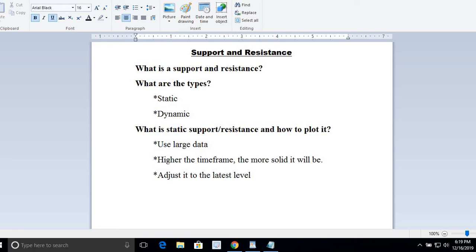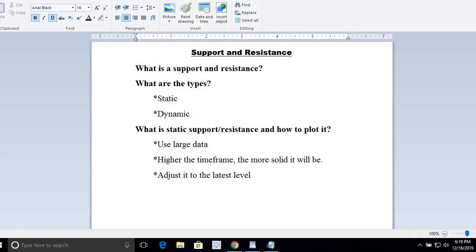So to plot a static support and resistance area, you should have a large data in the chart, which means you should be zooming out your chart, and at least you should have some 350 plus candles to plot a good support and resistance where you can expect the script to respect it.